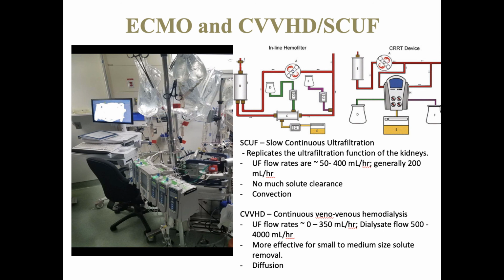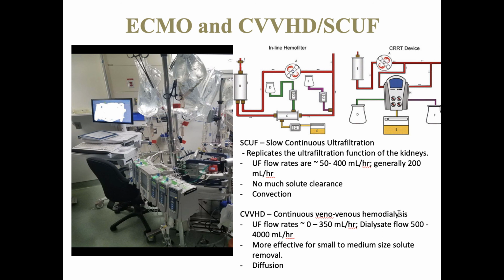We can also do what's called SCUF, which is called slow continuous ultrafiltration. So if you have a patient that's very fluid overloaded, you can put a hemofilter in line and literally just pull fluid off the patient by means of convection. So basically we're not giving any fluid and we're not taking any solutes out. We're literally just pulling off fluid. Whereas with CVVHD, we're removing fluid by diffusion, and we're also moving solutes. So those nasty cytokines and other small proteins, medium to small proteins, out of the body into our effluent.